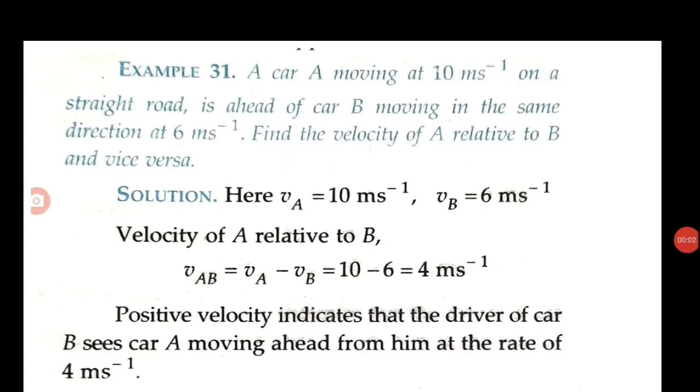Now we will discuss some problems. A car A moving at 10 meter per second on a straight road is ahead of car B moving in the same direction at 6 meter per second. Find the velocity of A relative to B and vice versa.